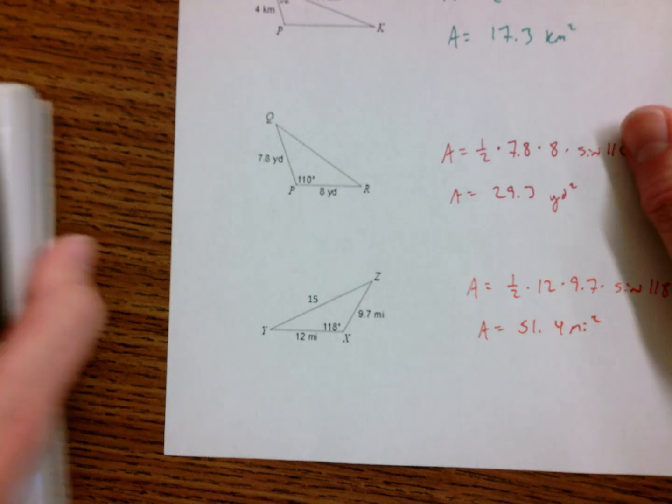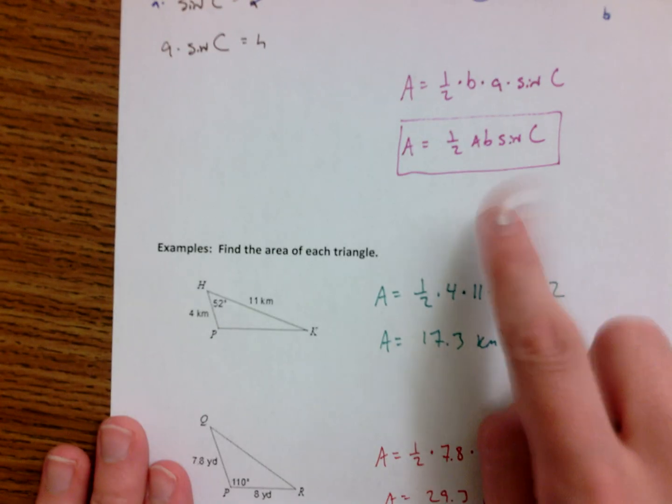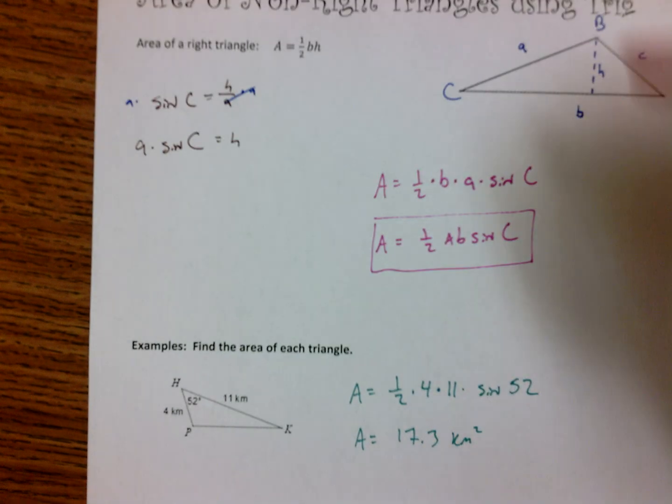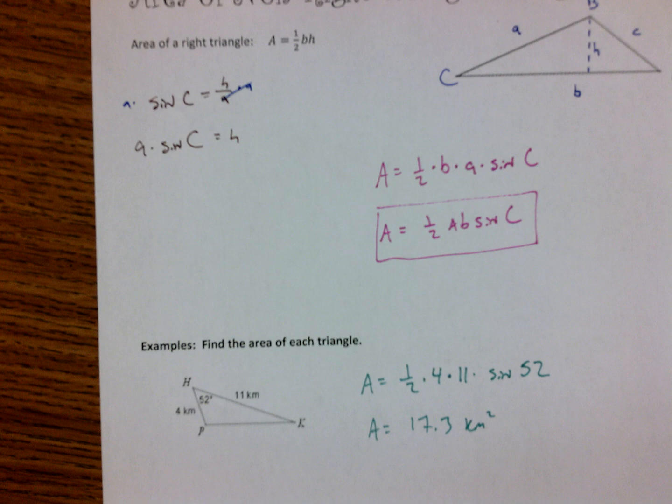All right, so it's really very, very easy to use. You just need to make sure that you remember this formula. And again, I can't stress this enough. Make sure that it's always the two sides and the sine of the angle between them.